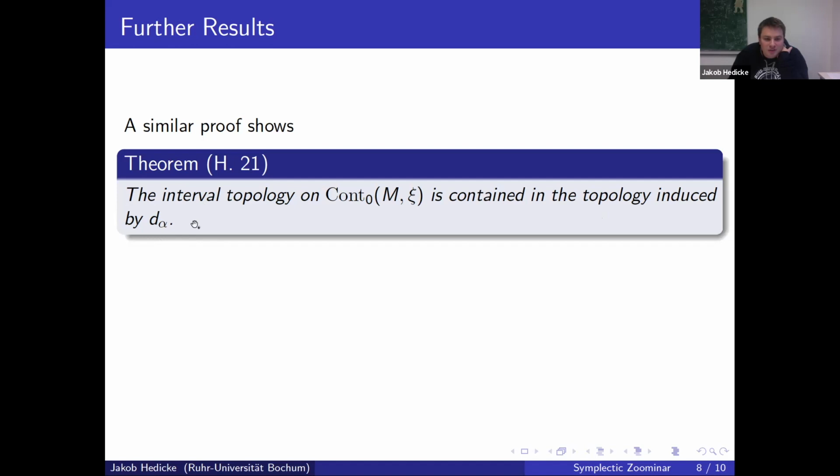Of course they do not always coincide. Because, for example, in the case when this smaller-or-equal relation is not a partial order, so there exist positive loops of contactomorphisms, in this case the interval topology will, I think, in general not be Hausdorff. So it is really strictly coarser than the topology induced by this metric.